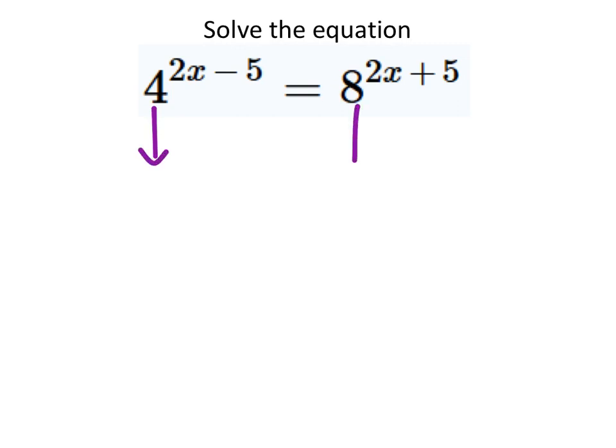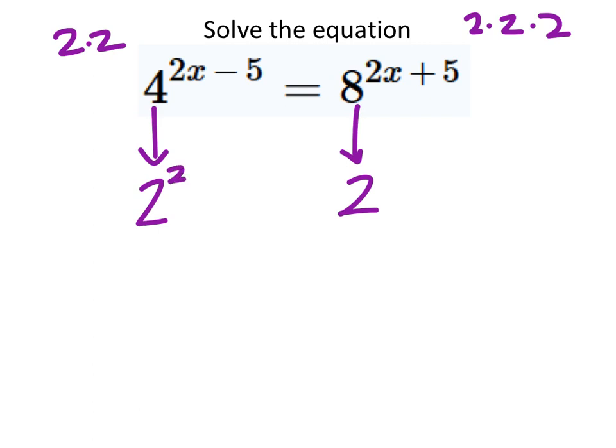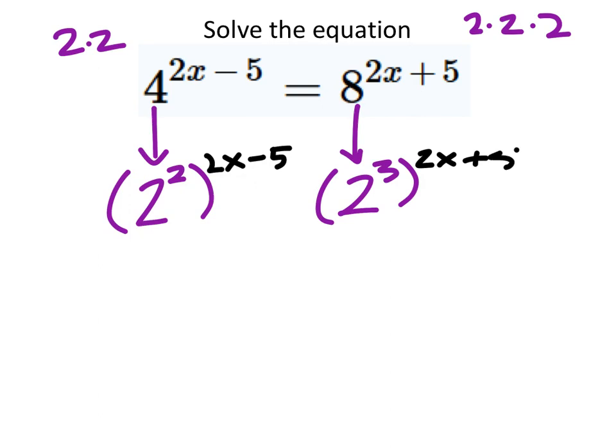Specifically, hopefully we know that 4 is 2 times 2, and 8 is 2 times 2 times 2. So that helps us understand that we can use a base 2 for both of these. 4 is 2 to the power of 2. Again, I would write the whole thing out just to show the work for this part. So it's 2 to the power of 2, but that's to the power of 2x minus 5. And then the 8 would be 2 to the power of 3, and this is to the power of 2x plus 5.